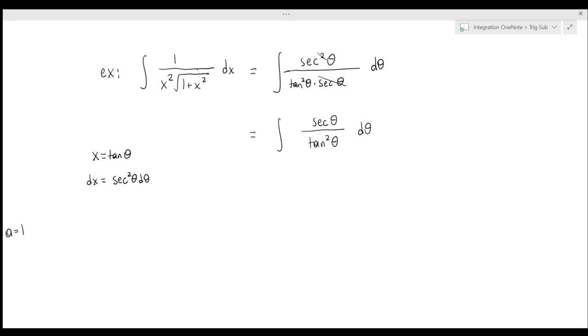Okay, and to evaluate this integral, I'm going to try to rewrite all of this in terms of cosine and sine, because I don't see anything at the moment I can really do. So sec I know is 1 over cosine, and tangent is sine over cosine.